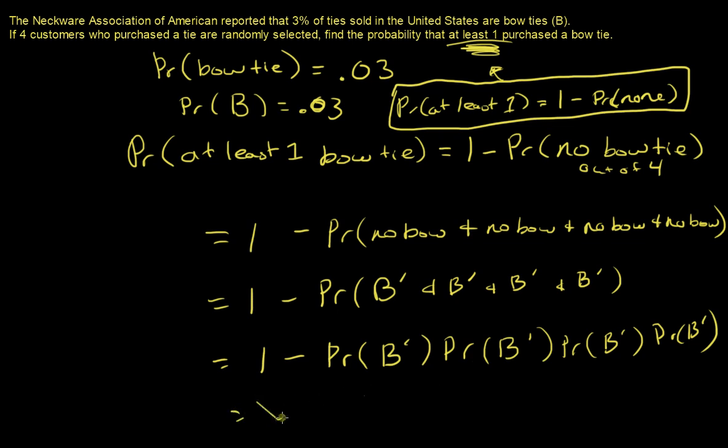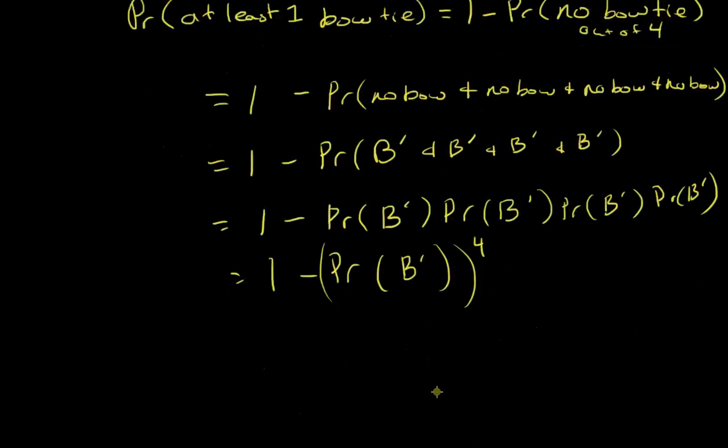Okay, now you're seeing not bow tie 4 times there, multiplied 4 times. So that's the same thing as saying not a bow tie to the 4th power. So let me go ahead and write that, right? To the 4th power. So not a bow tie times not a bow tie times not a bow tie times not a bow tie is not a bow tie to the 4th power. Okay, so now I just need to find the probability of not getting a bow tie.